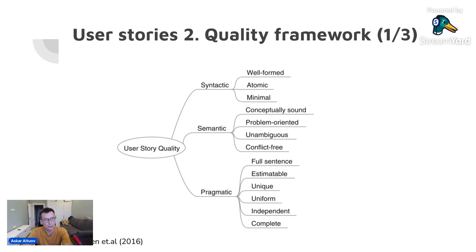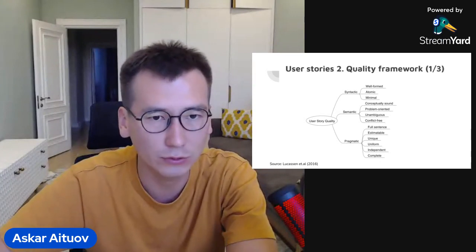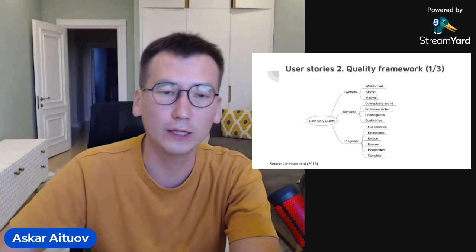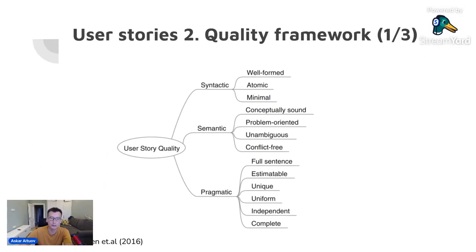Another, which is super detailed, we could try: the user story quality framework. It's actually adopted. Let me show the citation. I think you cannot see it. Lucassen et al. At the end of the video, I provide a detailed citation to this article. They provide an assessment tool for each user story. So a user story is a form of documenting requirements.